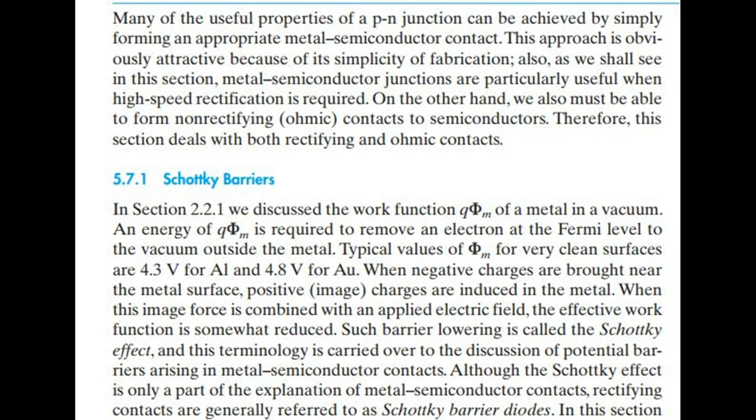Schottky barriers. In section 2.2.1 we discuss the work function Φm of a metal in a vacuum. An energy of qΦm is required to remove an electron at the Fermi level to the vacuum outside the metal. Typical values of Φm for very clean surfaces are 4.3 V for aluminum and 4.8 V for gold. When negative charges are brought near the metal surface, positive, image, charges are induced in the metal. When this image force is combined with an applied electric field, the effective work function is somewhat reduced.